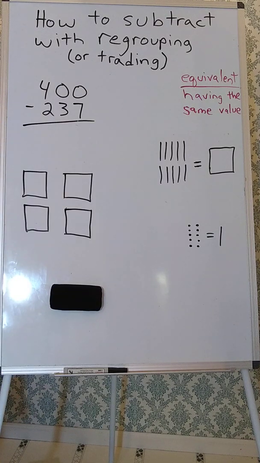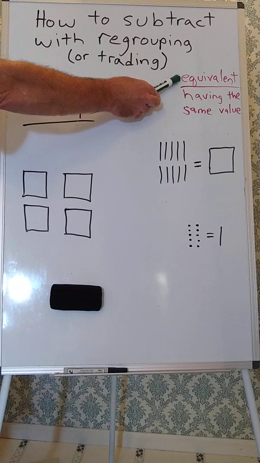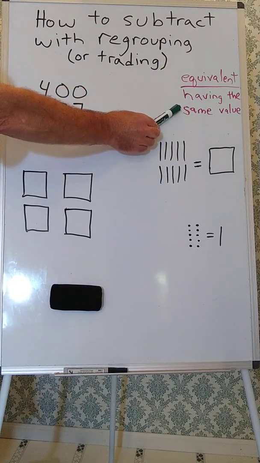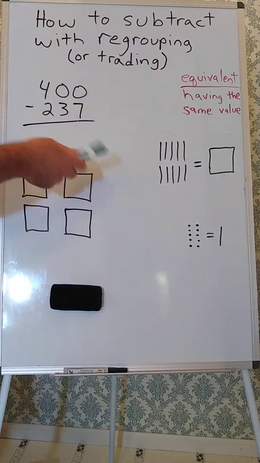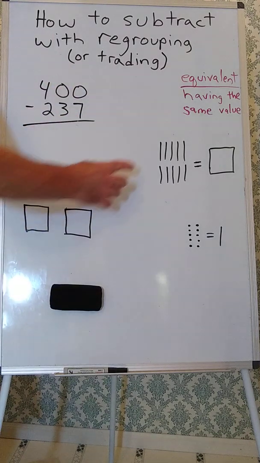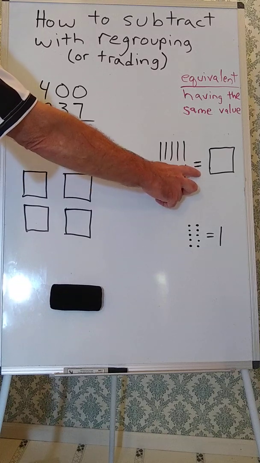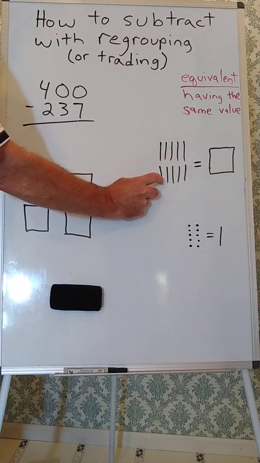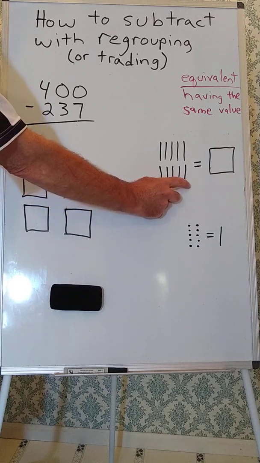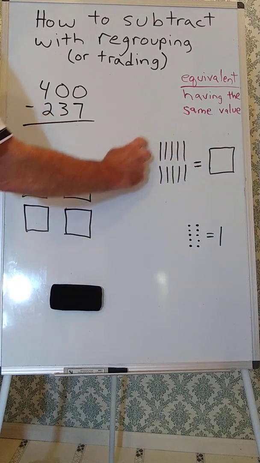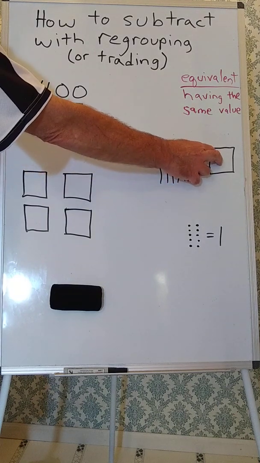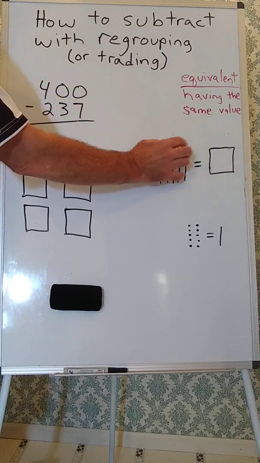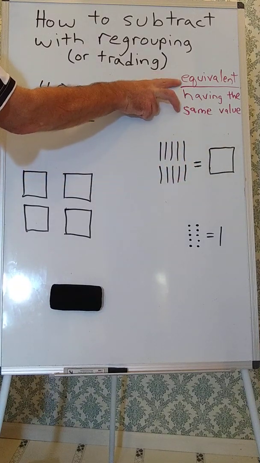The important thing to keep in mind here is the idea of equivalent, having the same value. If two things are equivalent, they have the same value, and one can be traded for the other. So here we see 10 tens. That's equivalent to 100. 10, 20, 30, 40, 50, 60, 70, 80, 90, 100. So these 10 tens have the same value as this 100. If I want to trade 10 tens for 100 or 100 for 10 tens, I can, because they have the same value.